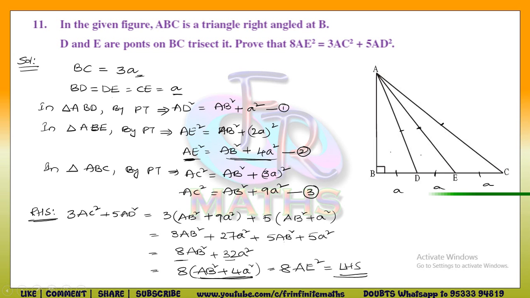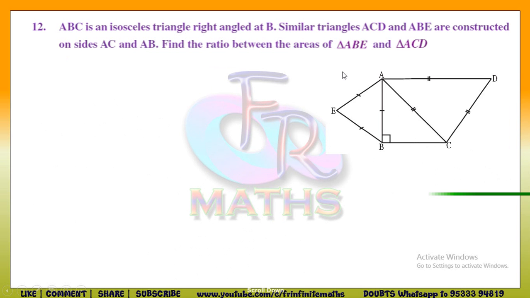Right. Next, moving on to one more question. So here what he has given, ABC is an isosceles triangle right angled at B. Similar triangles ACD and ABE are constructed on sides AC and AB. Find the ratio between areas of triangle ABE and ACD. Right. So he said that these two triangles are similar. So for that, first of all, what we are going to do? ABC is an isosceles triangle right angle at B. That means this side length and this side length both are equal.